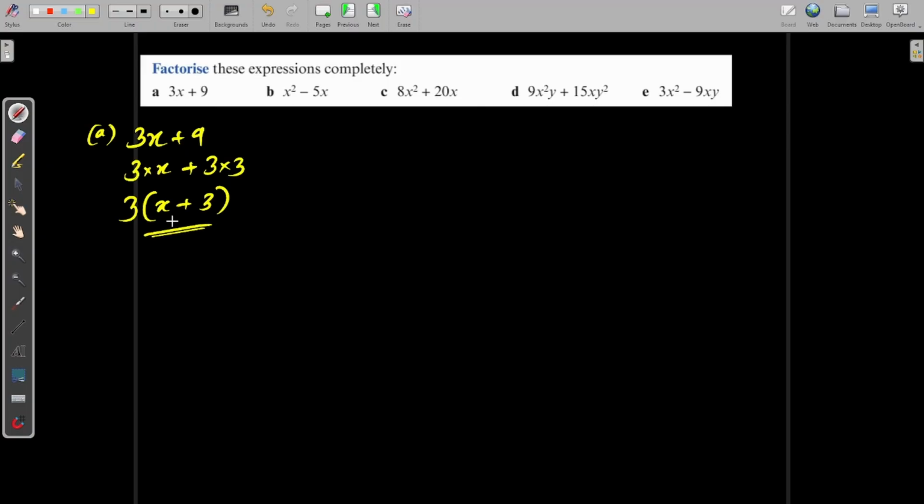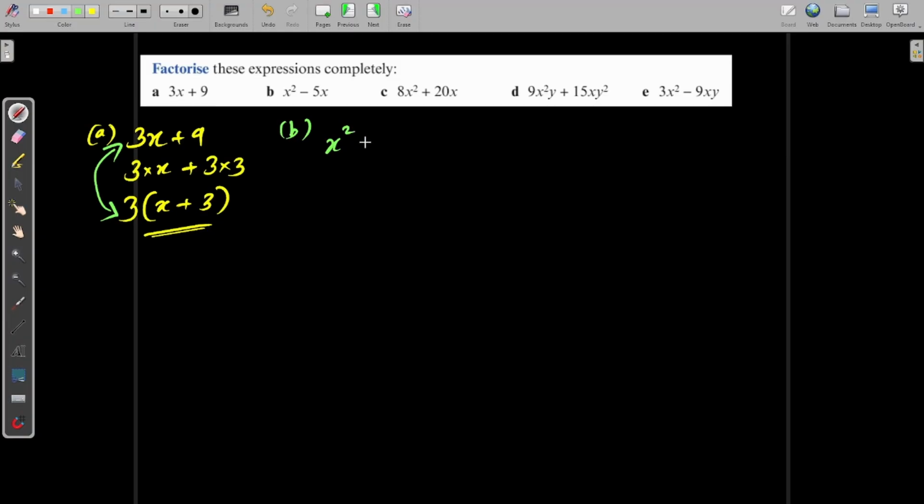The easiest way, once you get the answer, is to expand the bracket and see if you can return to the original expression. Then what you have done is correct. But if you expand the bracket and come up with a different answer, that means what you have done is wrong. It is always very easy to double check factorizing to see whether you have done the proper thing or not. Okay, part B.